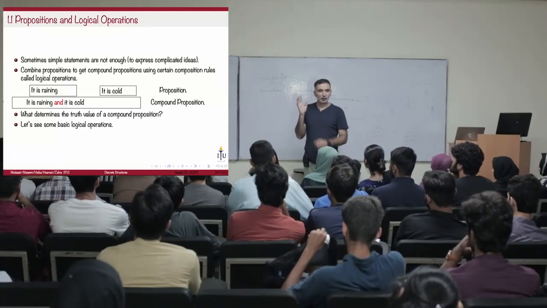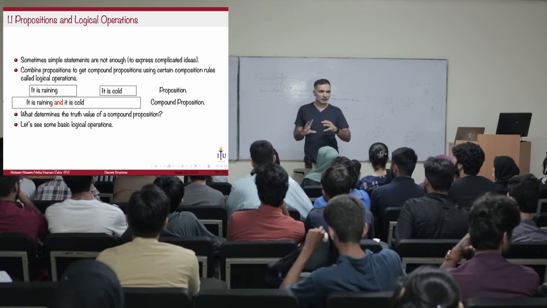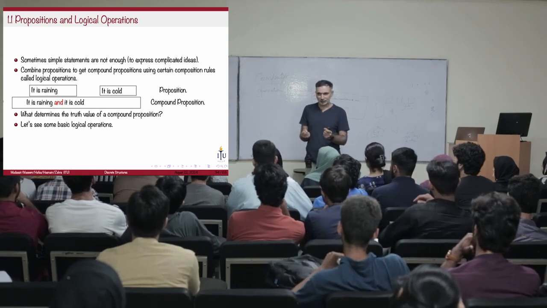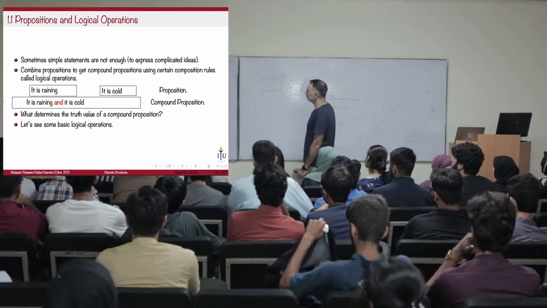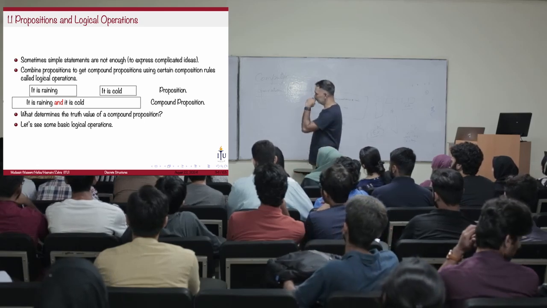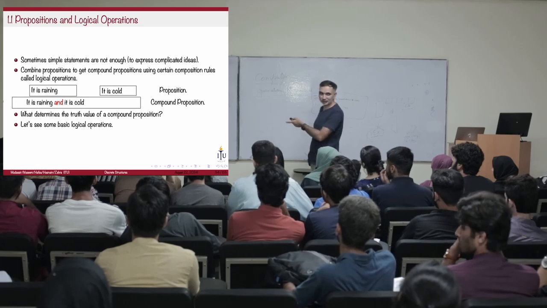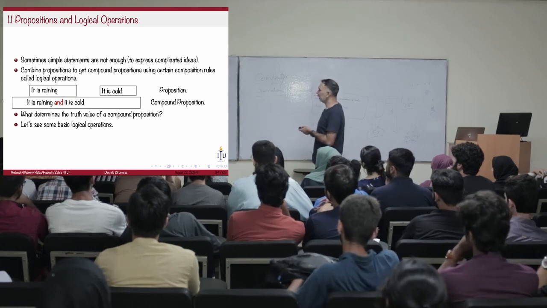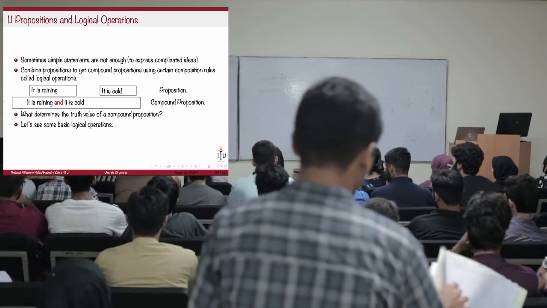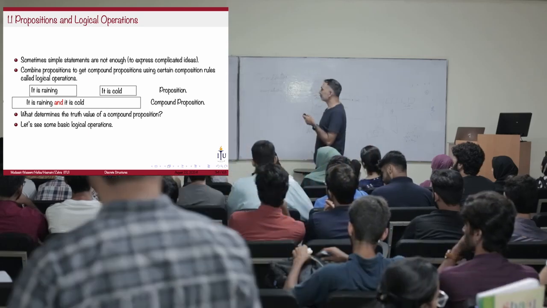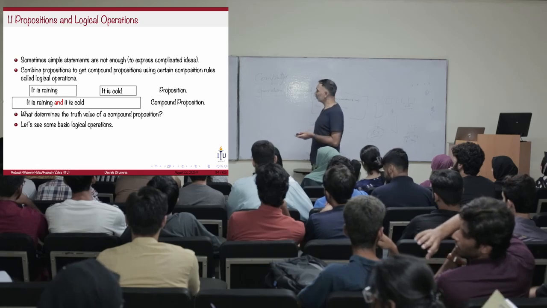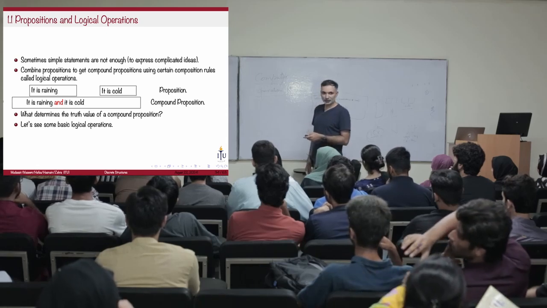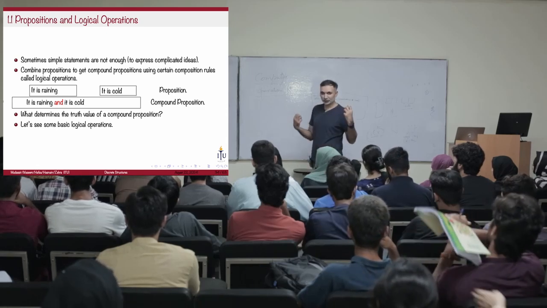Logical operations. And the goal of logical operations is to what? That we have a given set of propositions and we want to construct more propositions. For example, I have a proposition which says it is raining, and I have a proposition which says that it is cold. It is raining and it is cold is another proposition. We say that this is a compound proposition because it is composed of two other propositions.